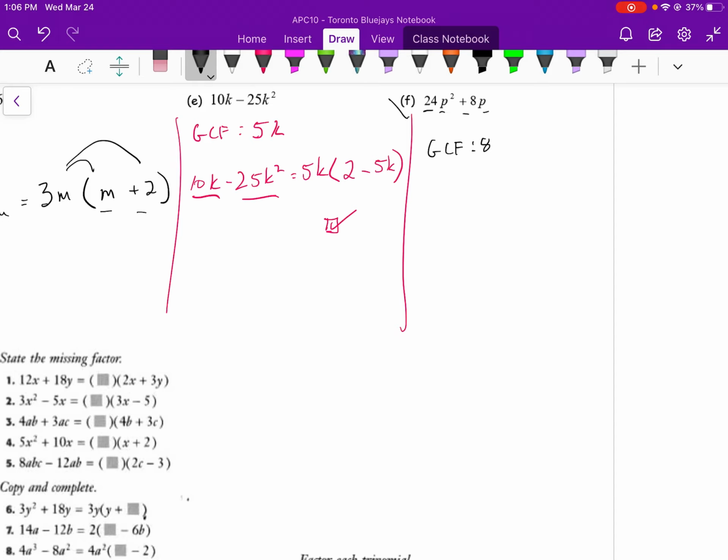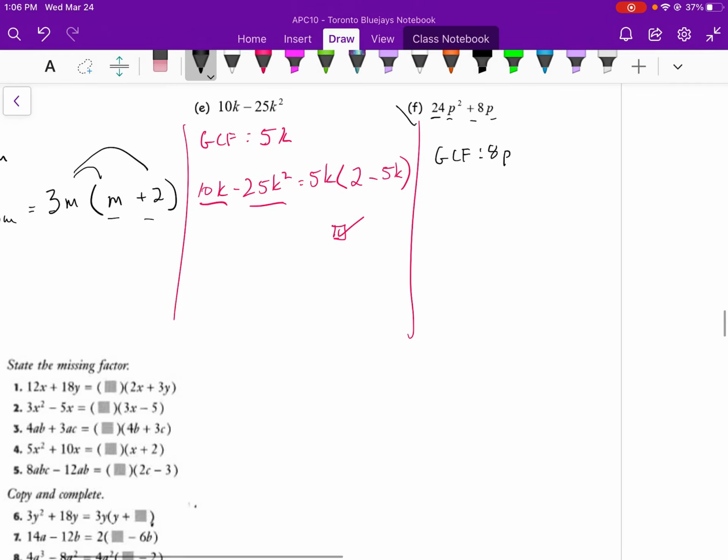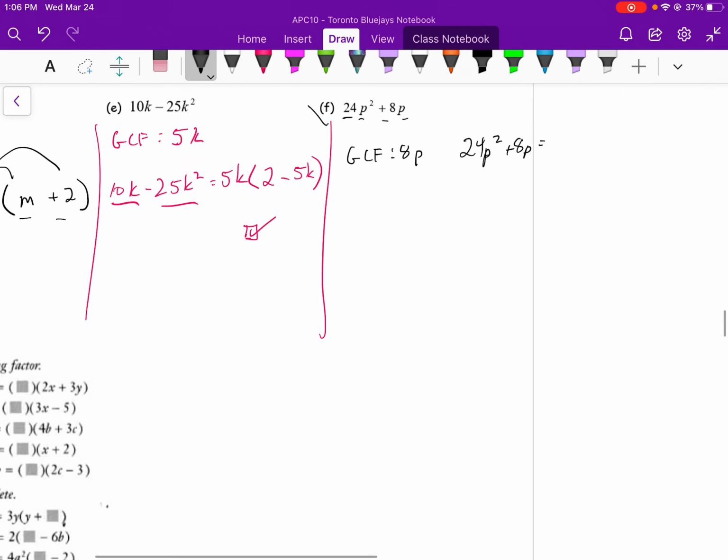Now I'm going to look towards the variables p squared and p. What is the greatest common factor? Well, it's going to be p. So I could rewrite 24p squared plus 8p as equal to, I've identified that my greatest common factor is 8p. So 8p times what gives me 24p squared? 3p. 8p times what gives me 8p? Plus 1.